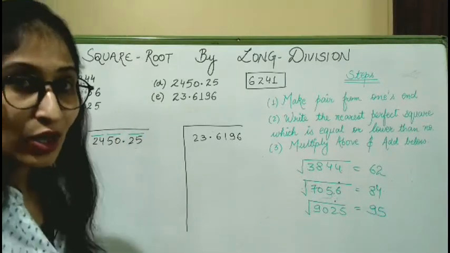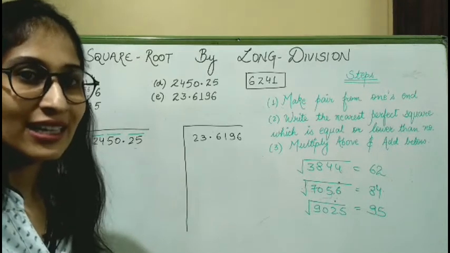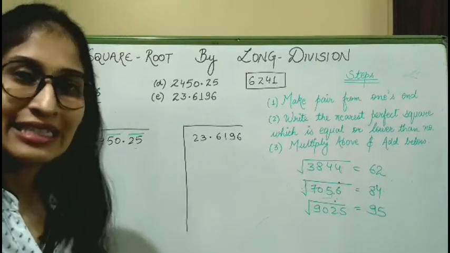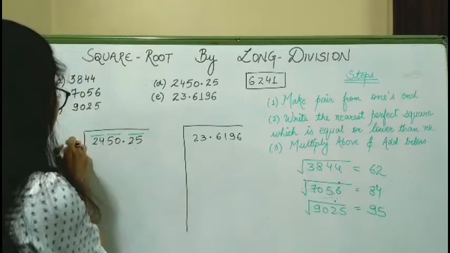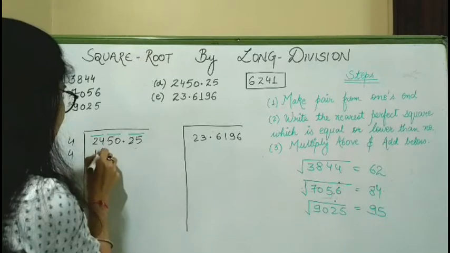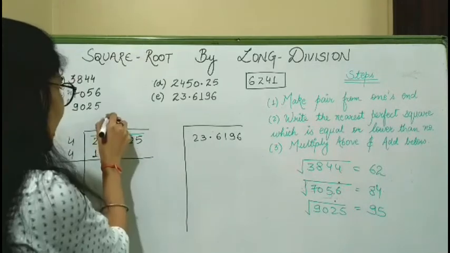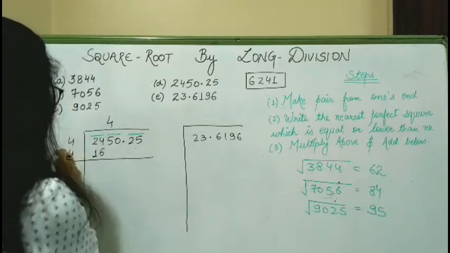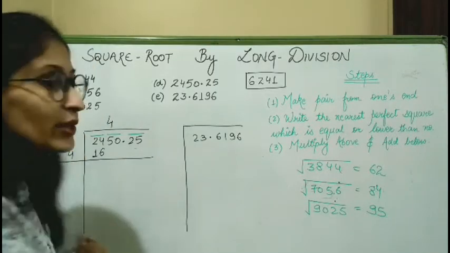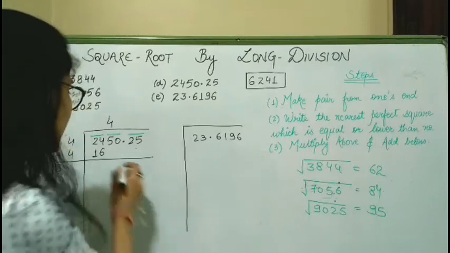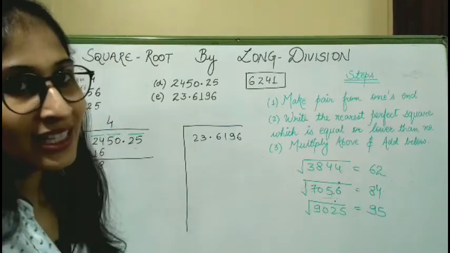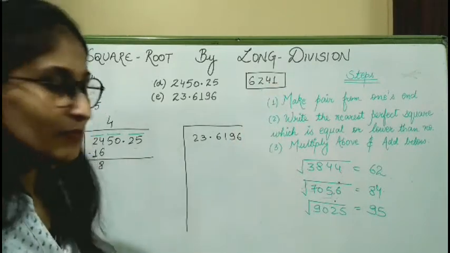Now I have to think of a number which is a perfect square as well as less than 24. So my number will be 16. 4 4s are 16. At the same time, write the number at the top. 4 plus 4 will be 8 and 24 minus 16 is also 8. Copy the next pair and continue with the same steps.